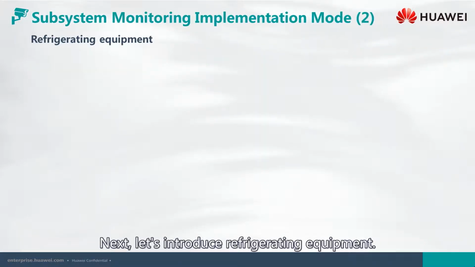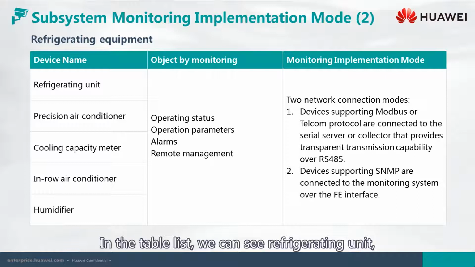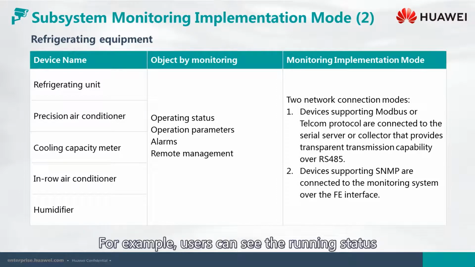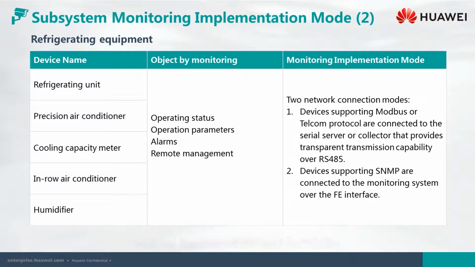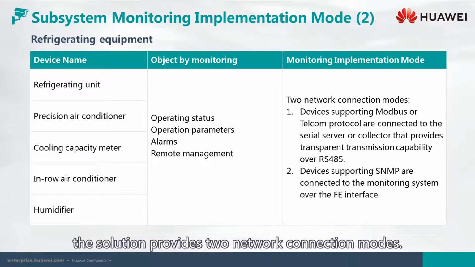Next, let's introduce refrigerating equipment. In the table list, we can see refrigerating unit, precision air conditioner, cooling capacity meter, and in-row air conditioner. We can monitor the operating status, operation parameters, alarms, and remote management. For example, users can see the running status and some parameters of a precision air conditioner, such as temperature and humidity. To ensure compatibility with different interfaces provided by the devices, the solution provides 2 network connection modes.